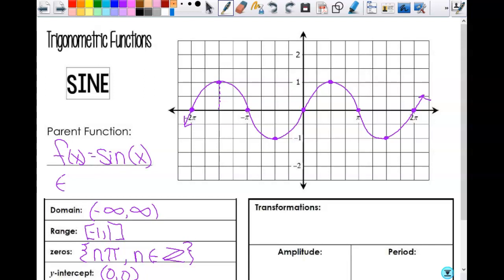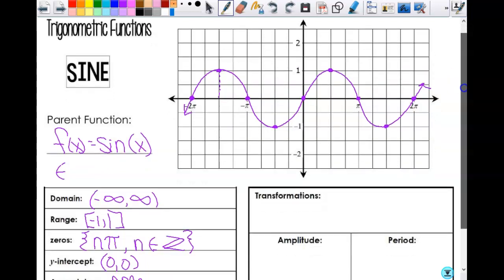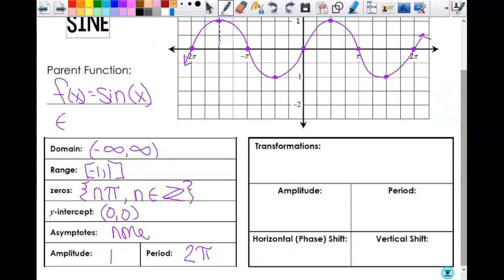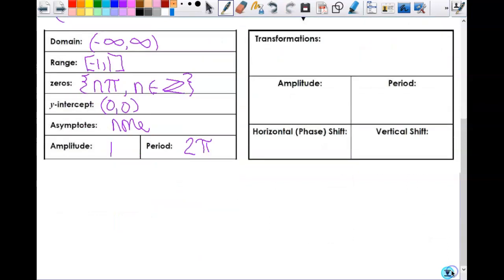Okay, so we're going back to page 99, right? On page 99, this was the first time that we graphed sine and cosine on a piece of paper, and we left the transformations box completely blank because we just weren't ready for that right then. So I'm going to give you what that looks like.